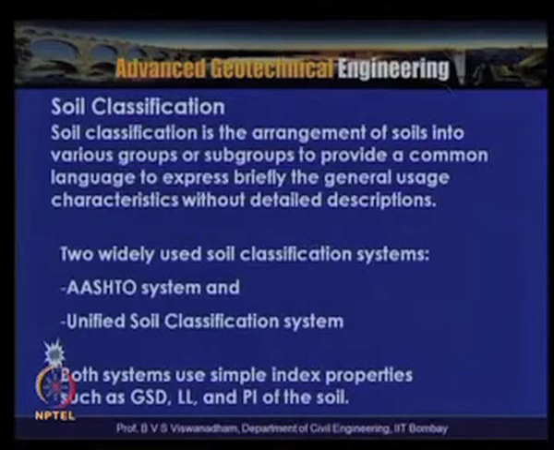So the aim of soil classification is to arrange soils into various groups or subgroups to provide a common language to briefly address the general usage characteristics without detailed descriptions. So by seeing that group, we will be able to assess whether the soil is more permeable, or has high compressibility characteristics, or high plasticity characteristics, etc. Both systems we are going to discuss, the ASTO system and the Unified Soil Classification System, use simple index properties like grain size distribution data and liquid limit and plastic limit properties of the soil.